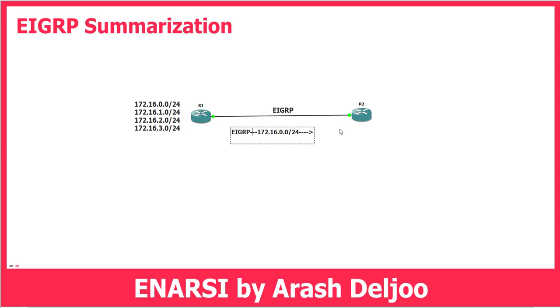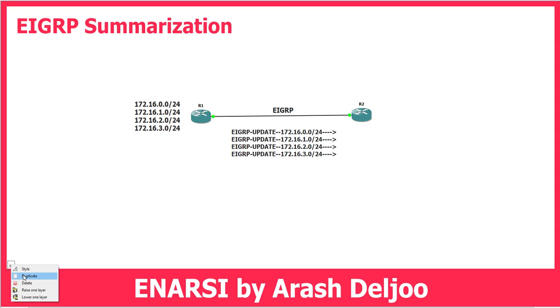This is the EIGRP update. So easy. After that, we should also send other EIGRP updates for the other routes: 172.16.10, 172.16.20, 172.16.30/24. This means that we are informing from R1 to R2 that we have reachability to these 4 networks.